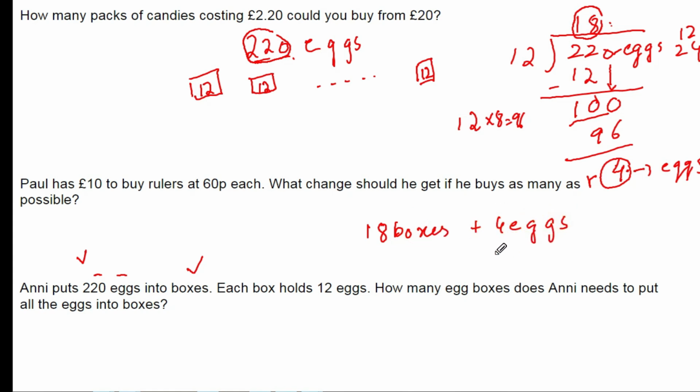It means what we need to do is one extra box, right? Okay, so how many boxes do we need? We need 19 boxes. Though we need one box for 12 eggs, still remember, whenever you have any remainder, even if it is one egg, you still need to add one more box.